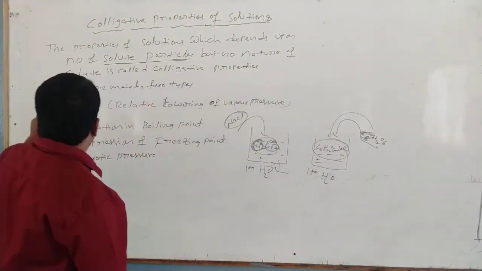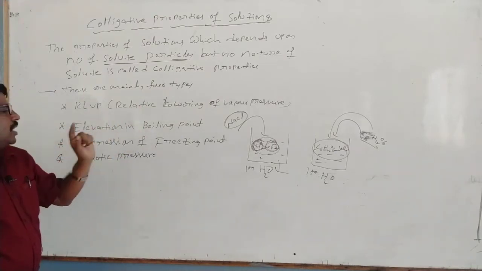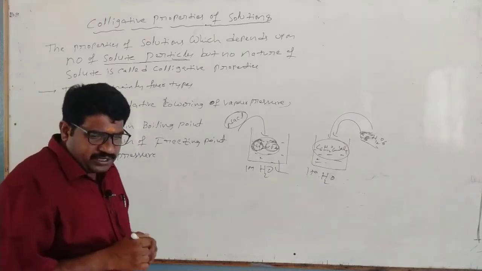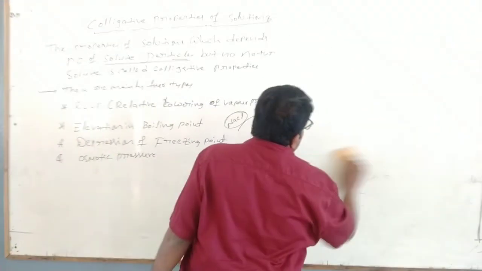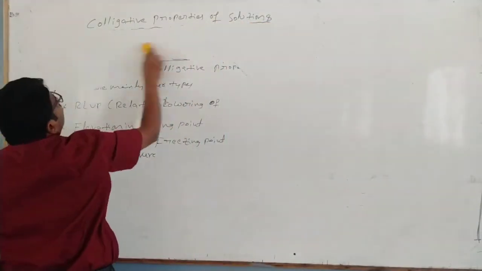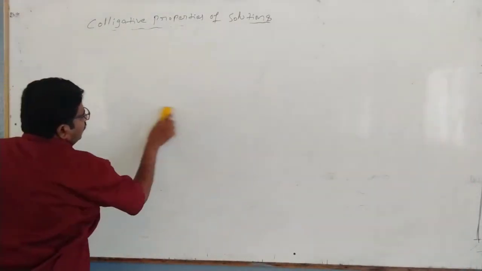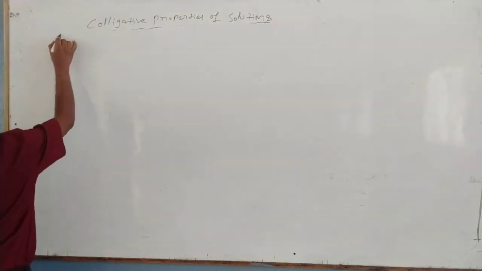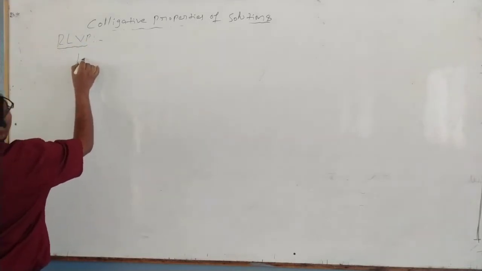So how many types of colligative properties? There are 4 types: relative lowering of vapor pressure, elevation of boiling point, depression of freezing point, and osmotic pressure. Now coming to the first one, RLVP, relative lowering of vapor pressure. What is RLVP? First of all, you have to know what LVP is.